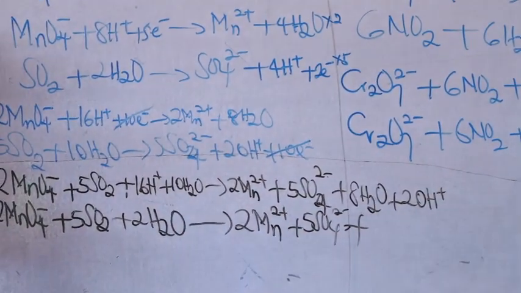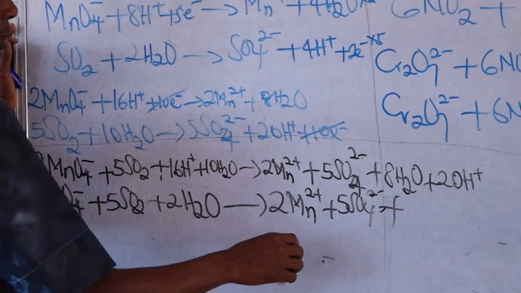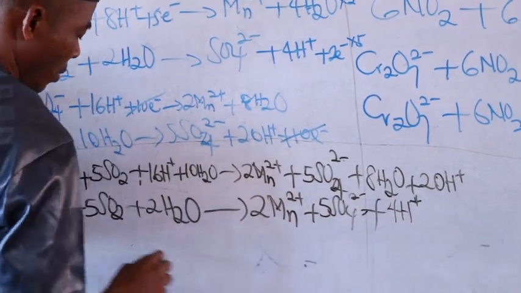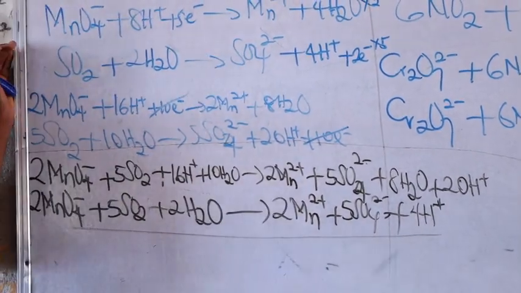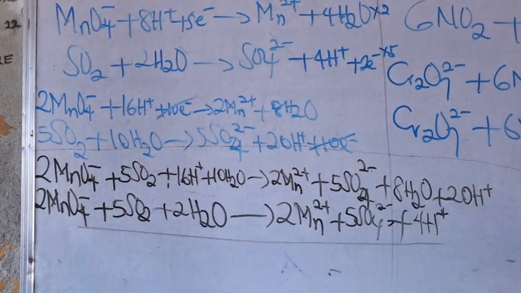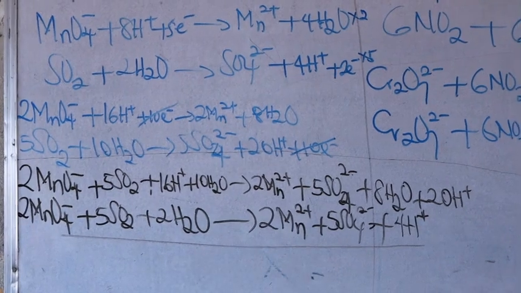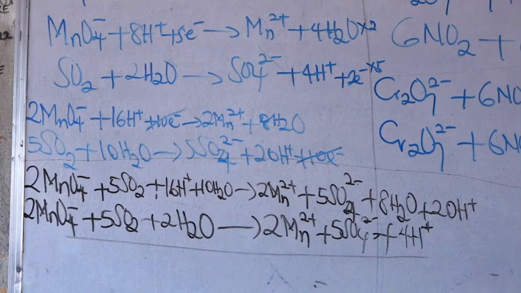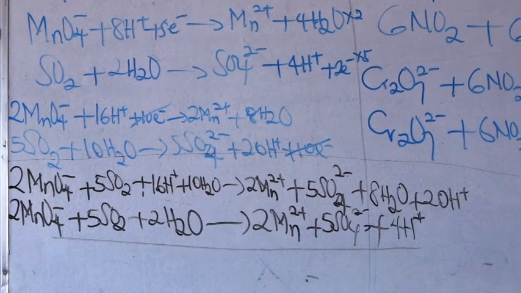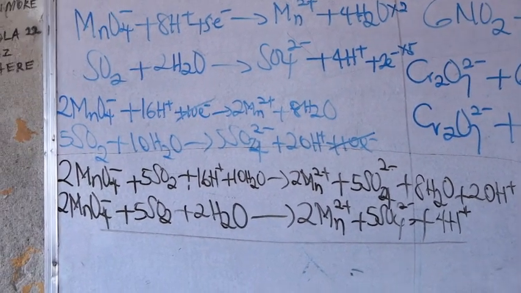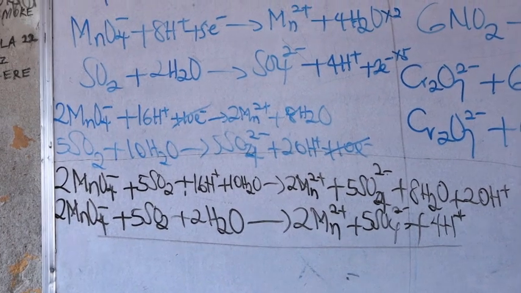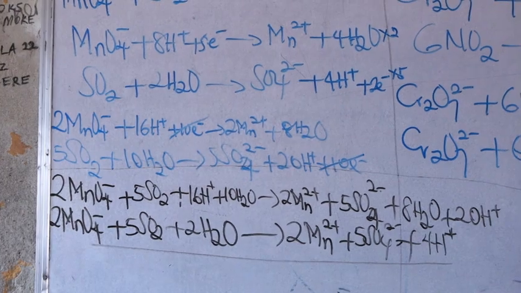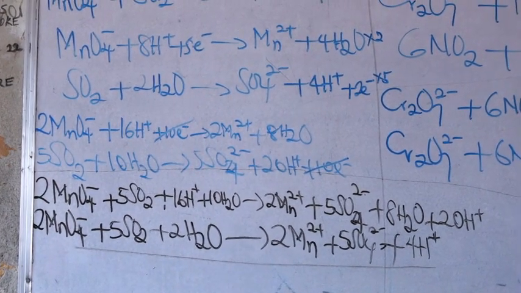so as to remove the 16. 20 minus 16 will give us 4 hydrogen ion, and this is the balanced ionic equation. So we have 2 MnO4 minus plus 5 SO2 plus 2H2O to give 2 Mn2 plus 5 SO4 2 minus plus 4 hydrogen ion.